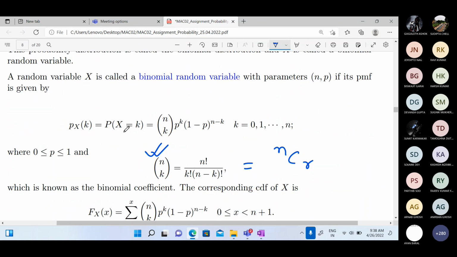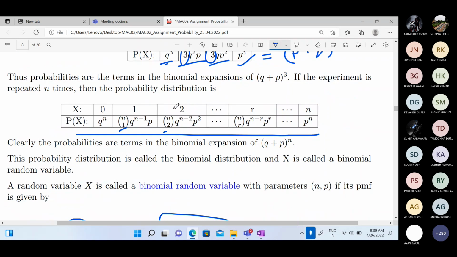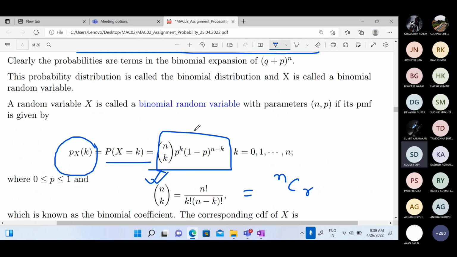The probability of the binomial random variable, we can denote like this: p of x equal to k, such that this. So we need to remember it like this. And why is it so? We are clear about this coefficient. If k equals 2, we get this one. So that's the general form we have written. Here 1 minus p means q.